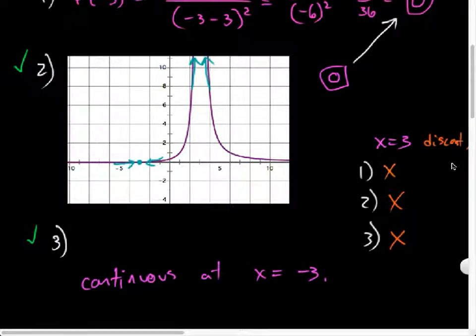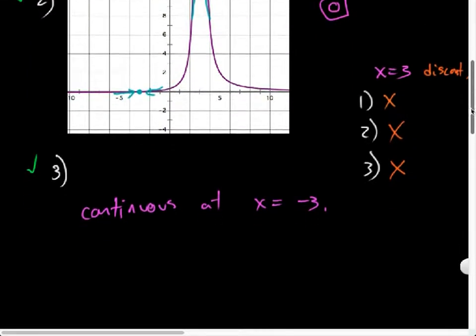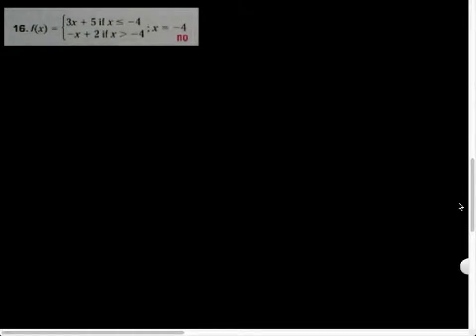All right. So just so you're clear on kind of how that continuity test works, friends. Here, let's take a look at 16. So this is what's called a piecewise function. This is what we got here. I've got 3x plus 5, or the slope of 3, y-intercept of 5, whenever x is less than or equal to negative 4.